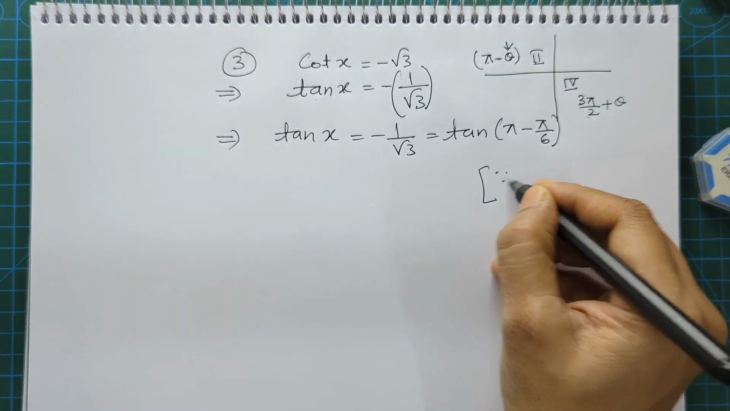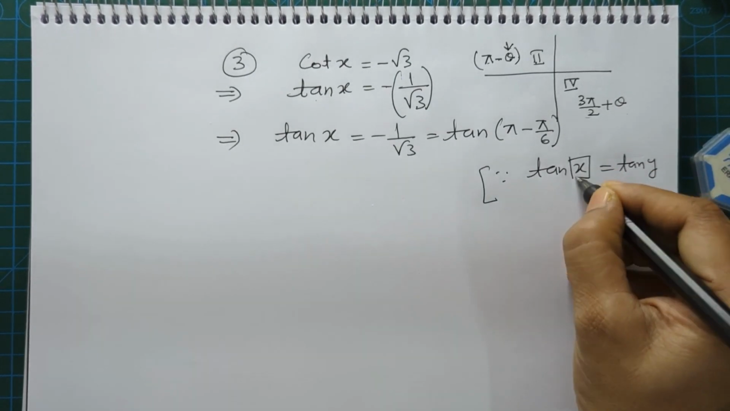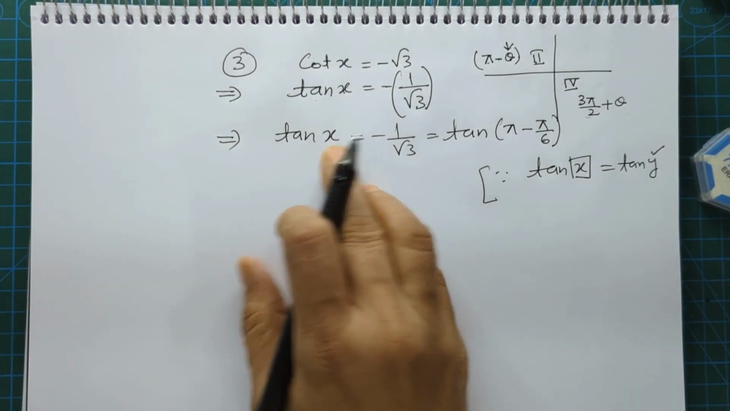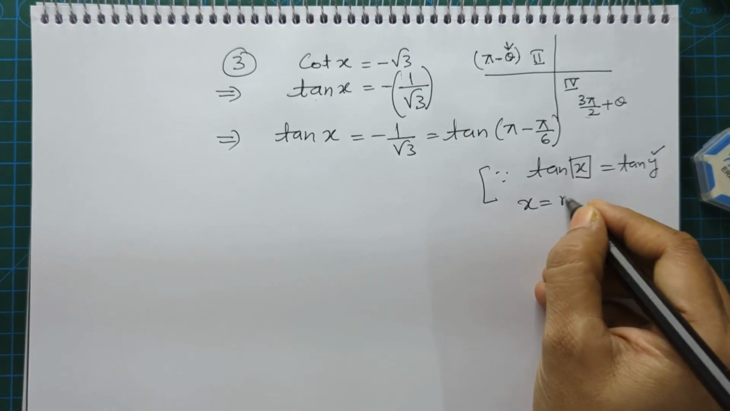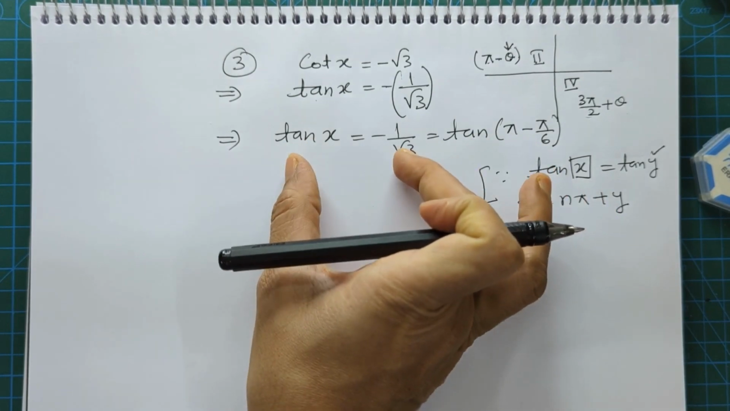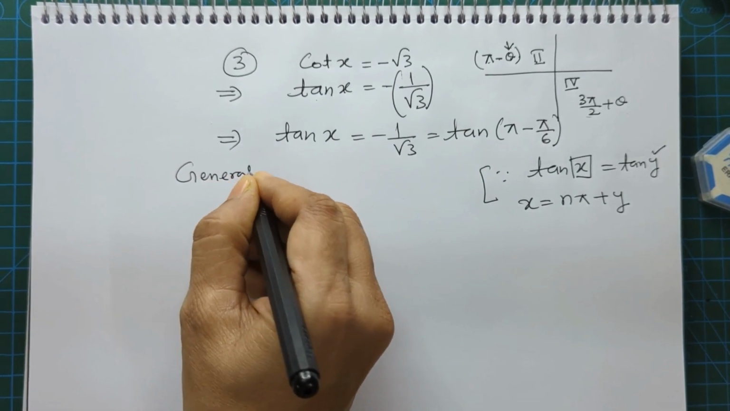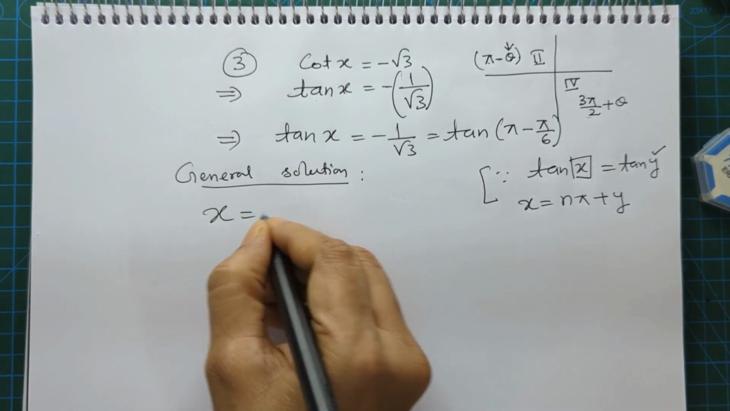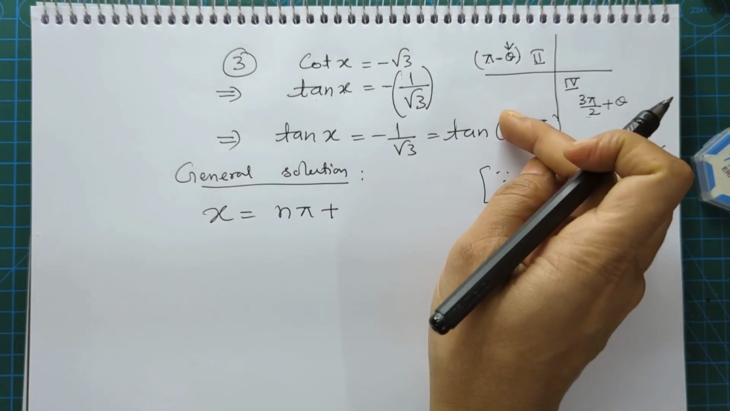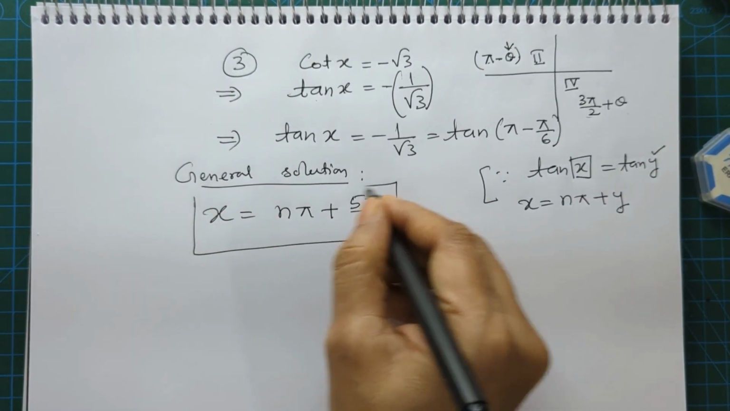Now recall that if tan x is equal to tan y, then x is a solution of this equation, which will be given in terms of y. So here this is x, this is y. So x is equal to n pi plus y. First I am writing the general solution. So x is equal to n pi plus y. Y is this, and what is this? 6 pi minus pi, which is 5 pi by 6. So this happens to be the general solution.